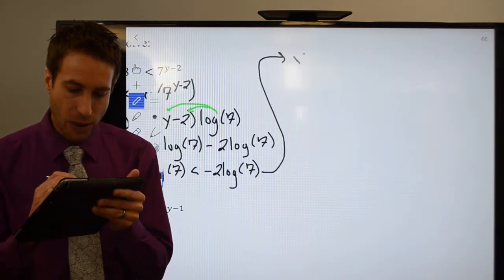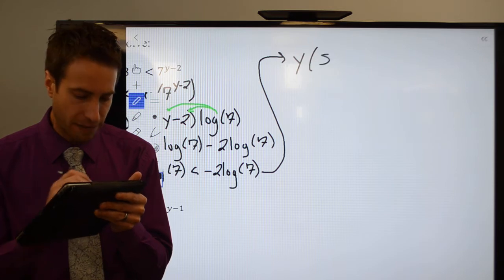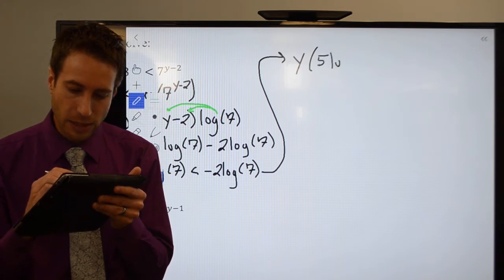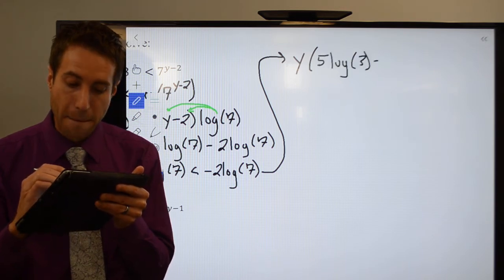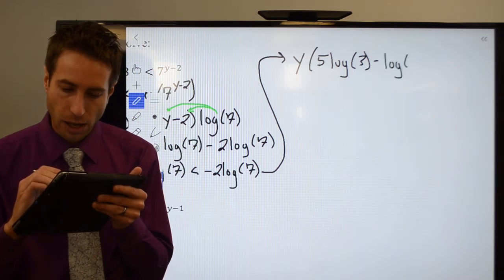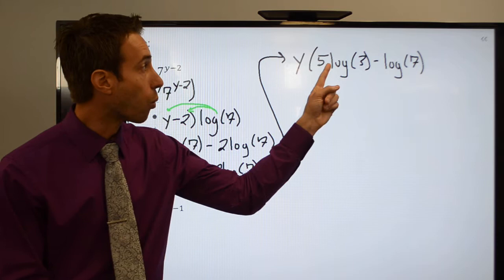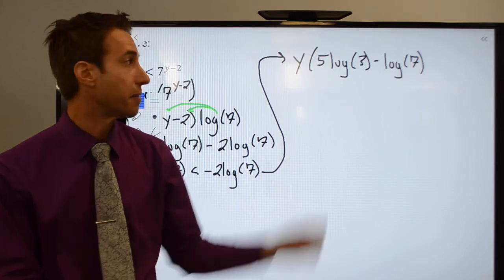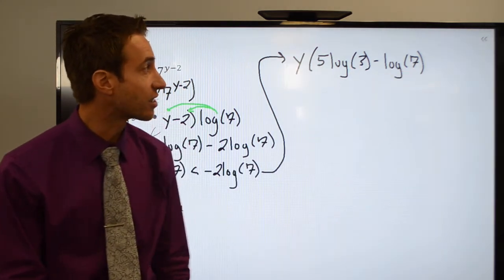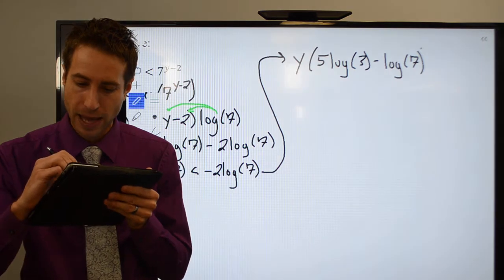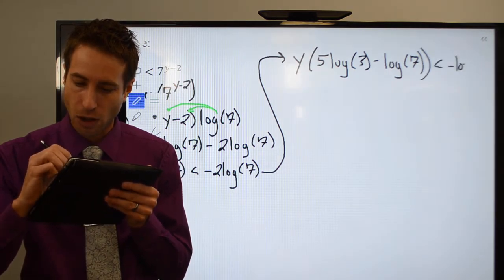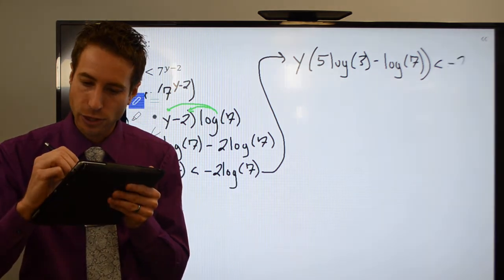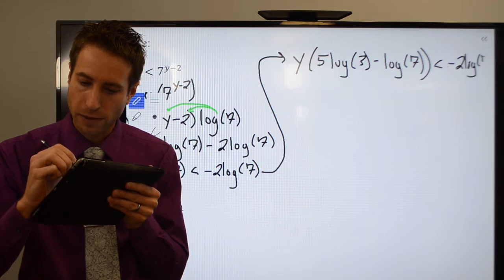So I'll have a y, and what's left over is the 5, sorry, that looks like an S, the 5 times the common log of 3 minus the common log of 7, because I pulled the y out of this term and out of this term. I factored out their greatest common factor, which was y. That's what's left over when I pull out that y. And it's all going to be less than negative, I'm sorry, I forgot my 2, minus 2 common log of 7.